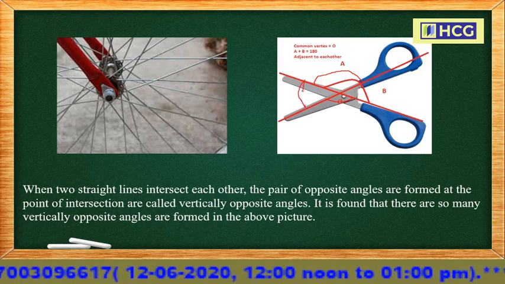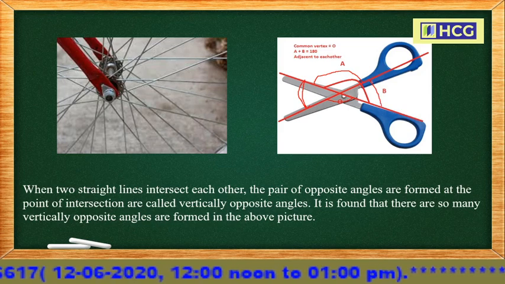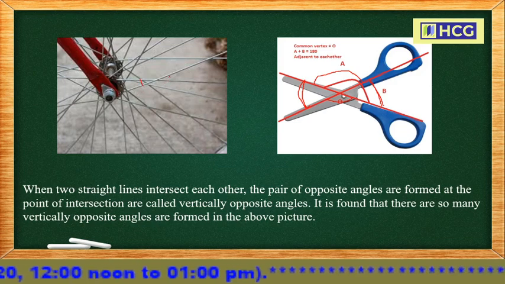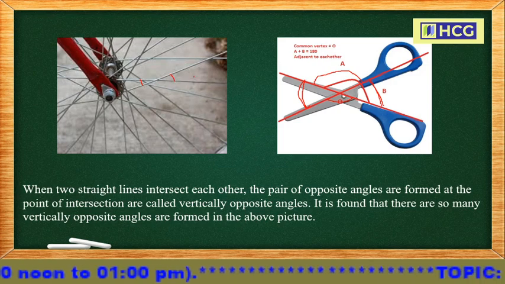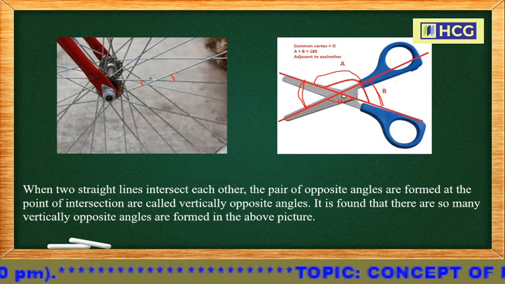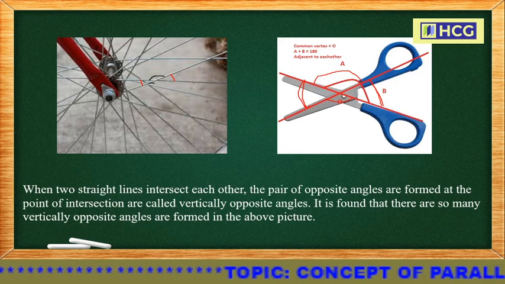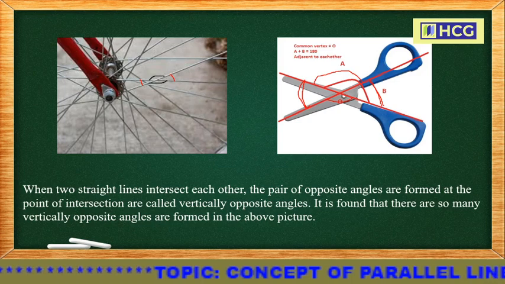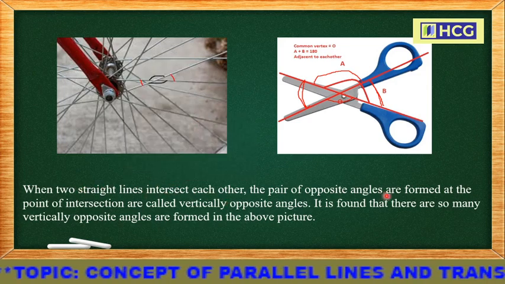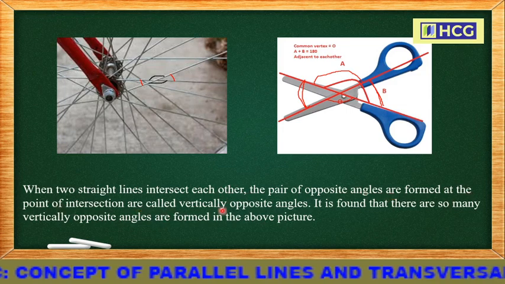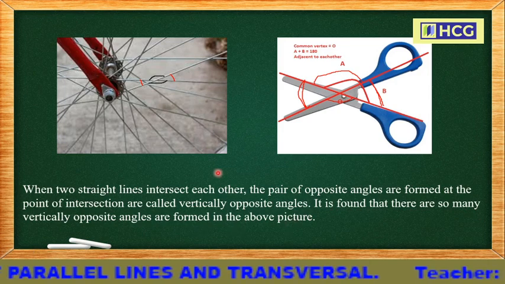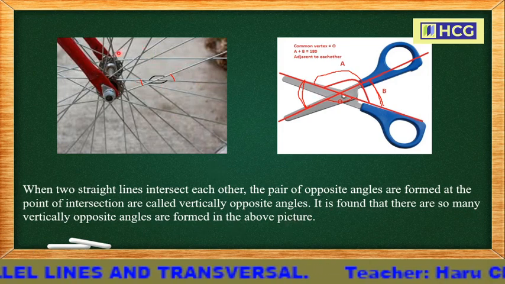And here this pair is called vertically opposite angles. And in this figure, the pair of these two angles are vertically opposite angles, and the pair of these two angles are vertically opposite angles. When two straight lines intersect each other, the pair of opposite angles formed at the point of intersection are called vertically opposite angles. It is found that there are so many vertically opposite angles formed in the above picture.